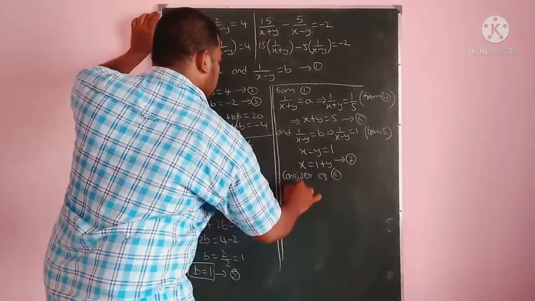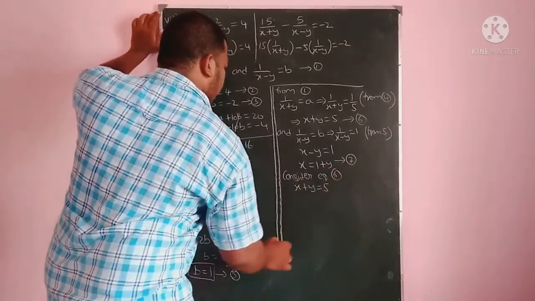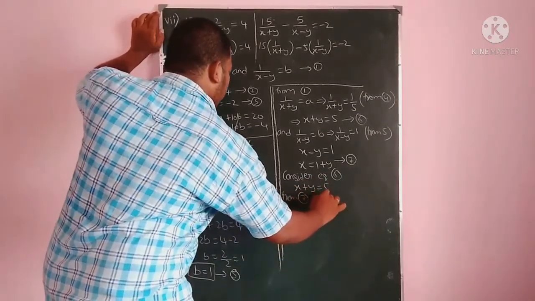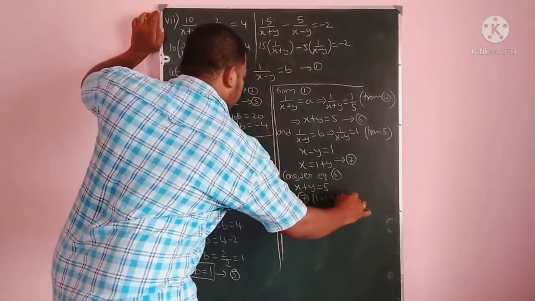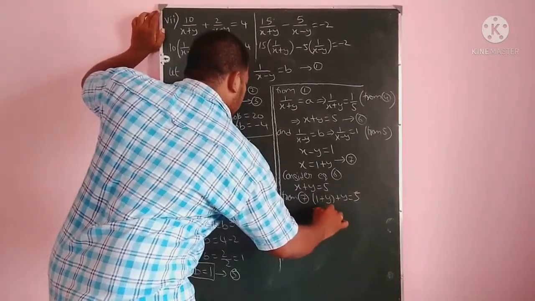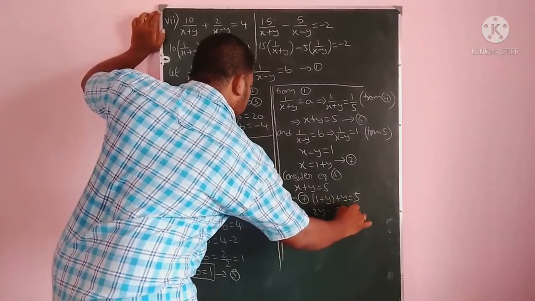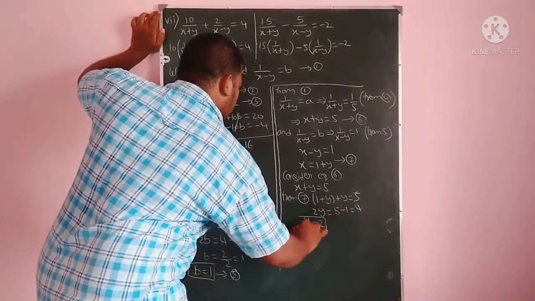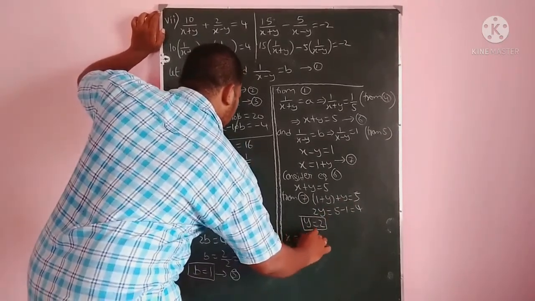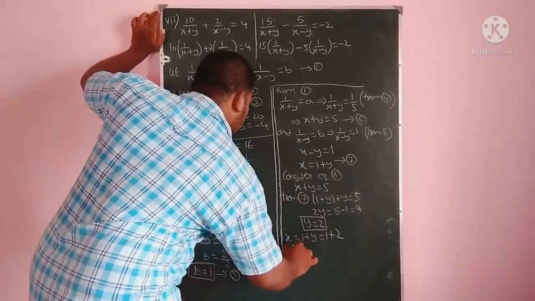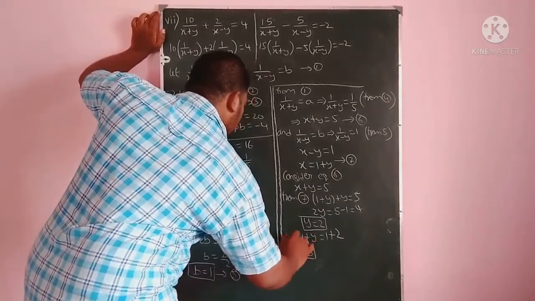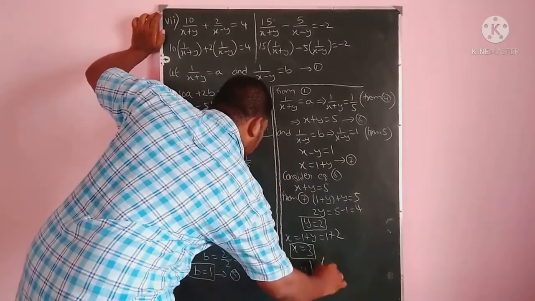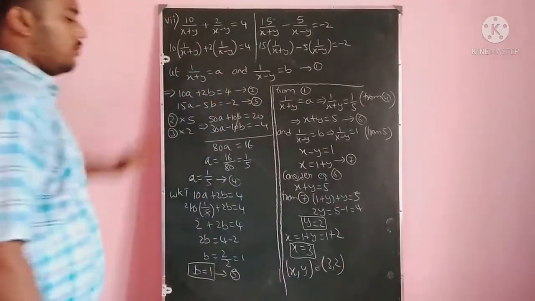Now consider equation 6. So x plus y is equals to 5. So from 7 what we can write? x means 1 plus y, so 1 plus y plus y is equals to 5. 2y is equals to 5 minus 1, that is equals to 4. So finally y is equals to 4 by 2, that is 2. And x is equals to 1 plus y, that is 1 plus 2. x is equals to 3. So finally x comma y equals to 3 comma 2. That is the solution.